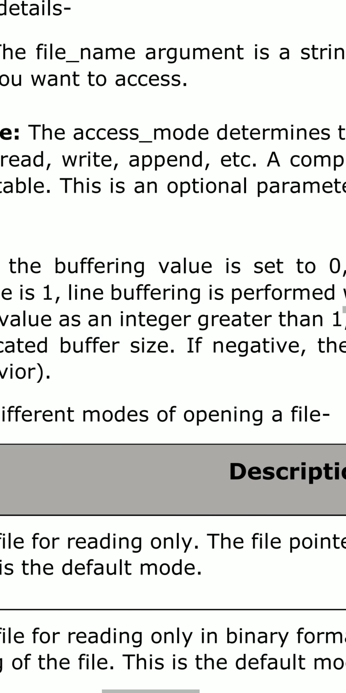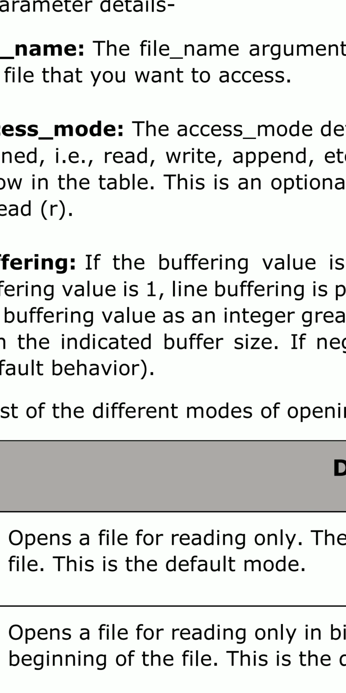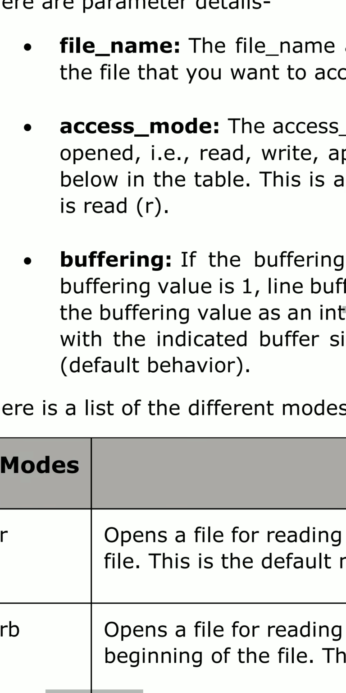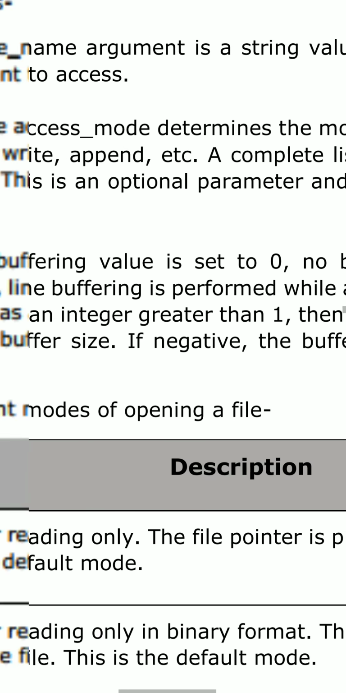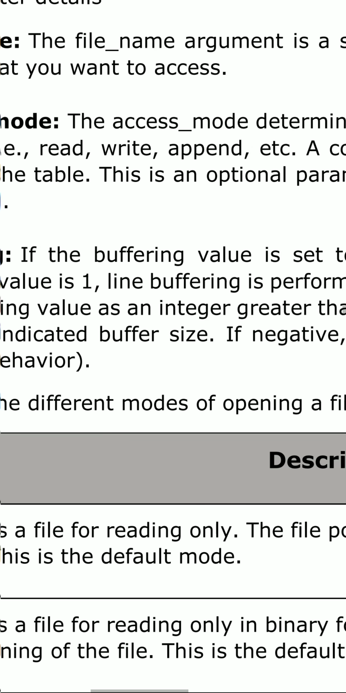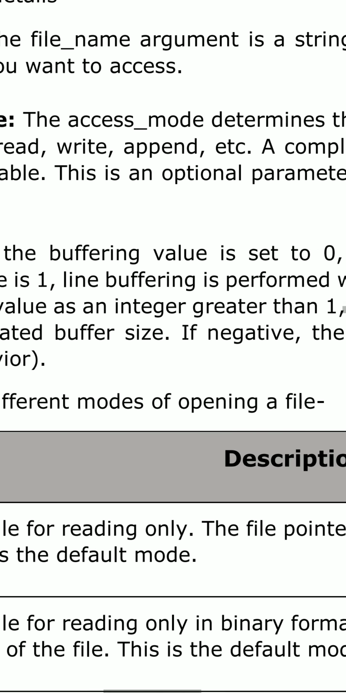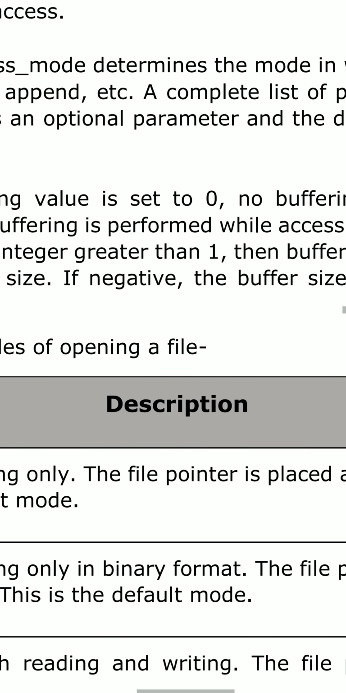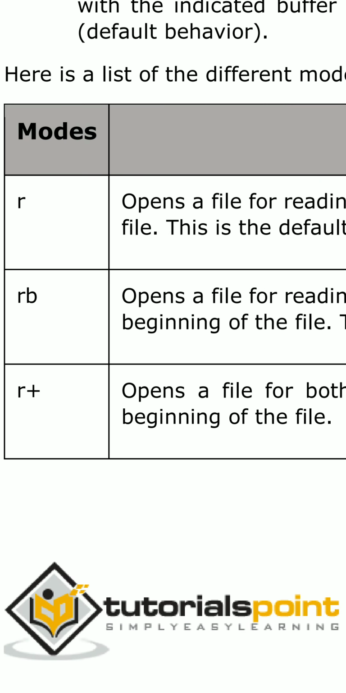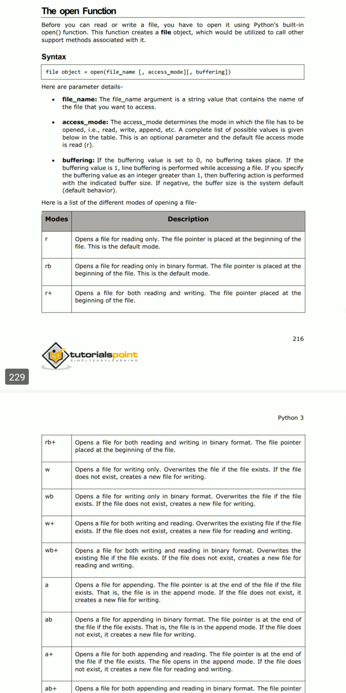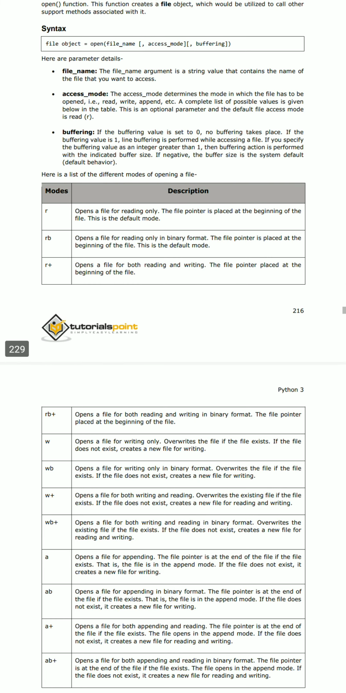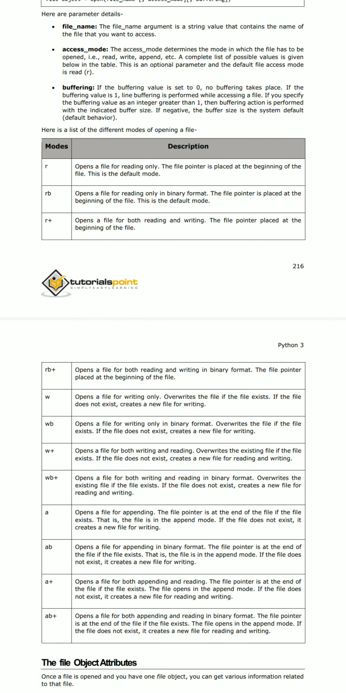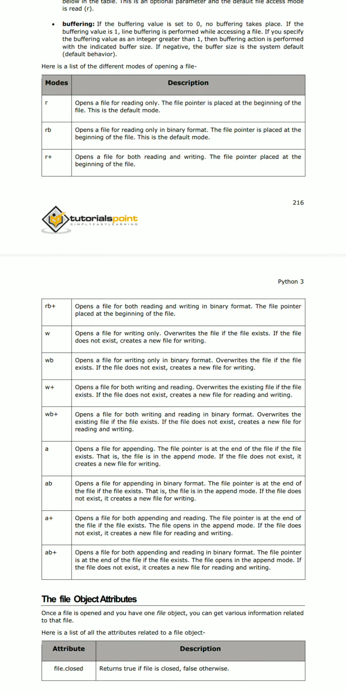We have different types of modes: the read mode, write mode, and append mode. Next is buffering. If the buffering value is set to 0, no buffering takes place. If the buffering value is 1, buffering is performed while accessing a file. We can open the file in different modes, as we saw in the syntax. These are the different modes in which we can open a file.